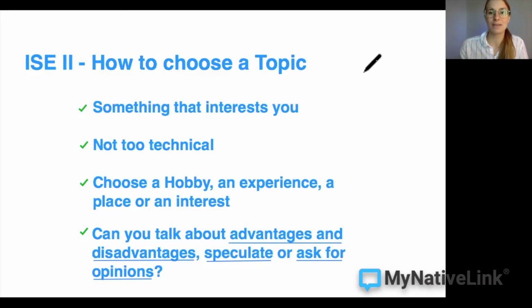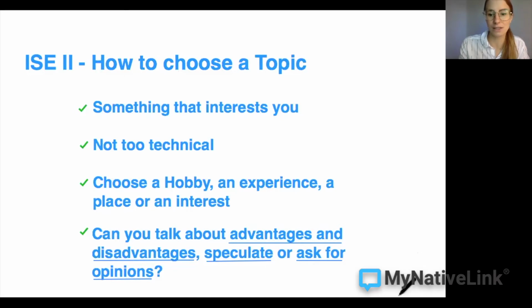Also, you have to take into account that when you're choosing your topic, you can use the language functions of the level. This means that you can show the examiner that you can talk about the things they're expecting you to talk about. For example, in ISE III, it's very important to be able to talk about advantages and disadvantages. Another thing is to be able to speculate, so imagine different scenarios, not something that's going to happen or that has to happen, but something that is probable or that might happen. Also, it's important that you're able to ask for opinions and to give advice.